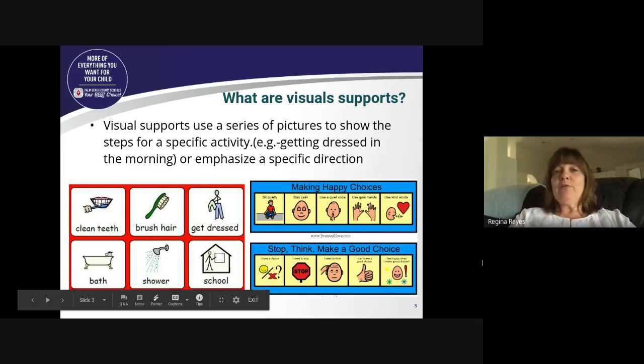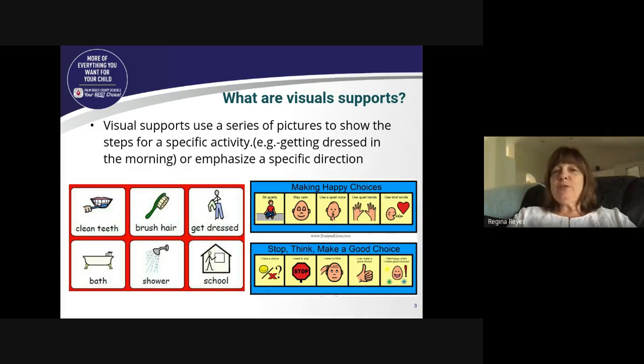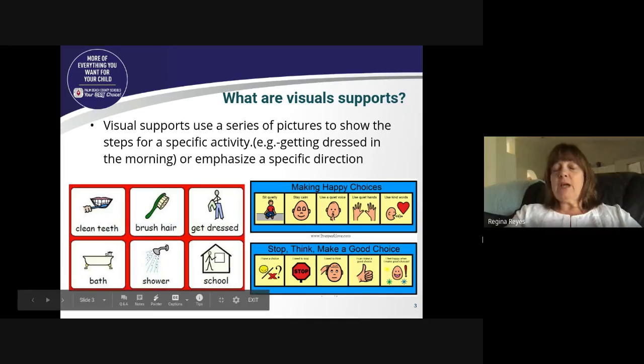So basically, what are visual supports? Visual supports use a series of pictures to show the steps for a specific activity. There can be ones for getting dressed in the morning or specifically ones for following directions. So if you look at the picture here, we have one for making happy choices, stop, think, make good choices, and then all the steps for getting ready in the morning. So those are the different types.